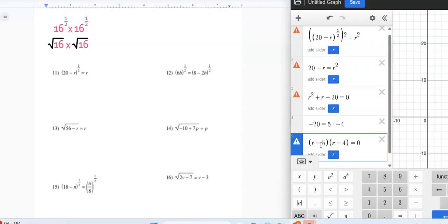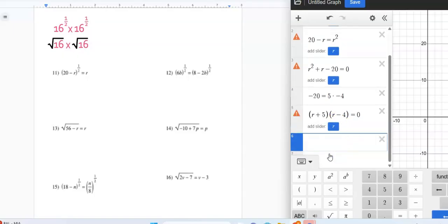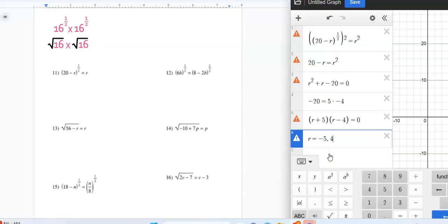And via that, you now have two problems. r plus 5 equals 0, r is negative 5. And then r minus 4 equals 0, r is 4. So this actually gives you two answers. Yeah, it does.